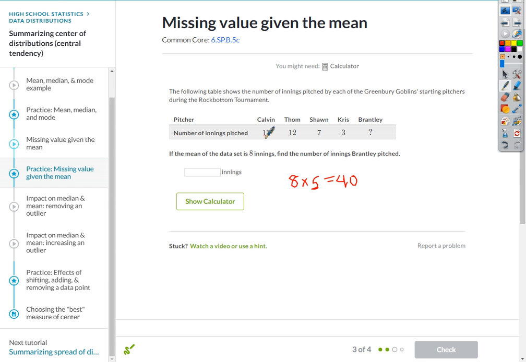Now we know Calvin, Tom, Sean, and Chris's totals. So we add those up, and 11 plus 12 is 23. 23 plus 7 is 30, and 30 plus 3 is 33. And to find out what's missing, you just subtract those. 40 minus 33 is just 7.